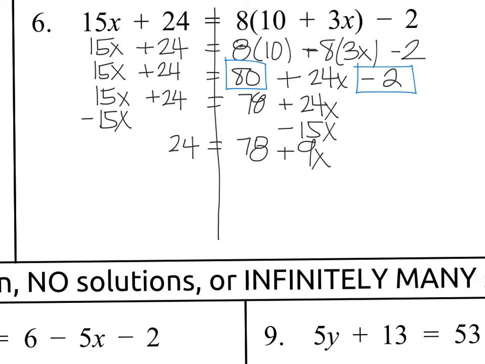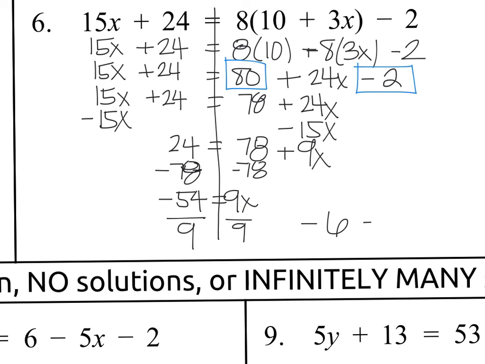All right, we're going to have to do what? Subtract 78 from both sides. Ooh, that's pretty. Not really. So we have negative 54 equals 9x. This is going to work out. Divide by 9. Negative 54 divided by 9 equals negative 6. Ta-da.